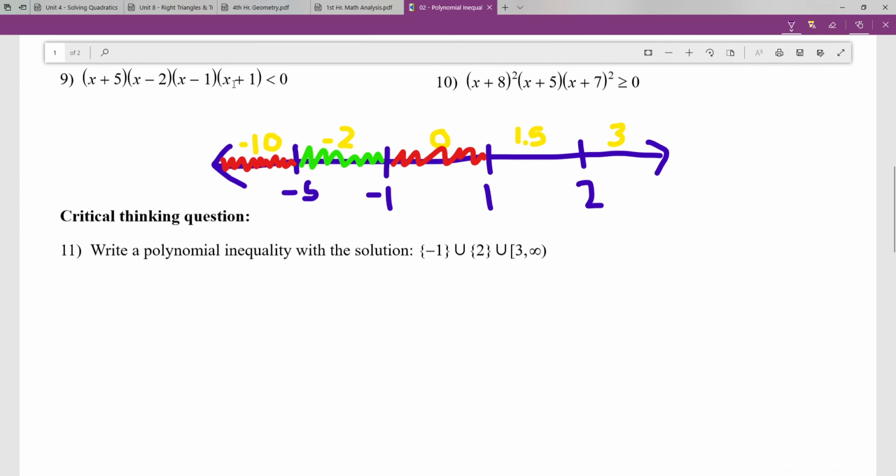1.5. 1.5 plus 5 is going to be 6.5. 1.5 minus 2 is going to be negative 0.5. 1.5 minus 1 is going to be positive 0.5. And 1.5 plus 1 is going to be 2.5.